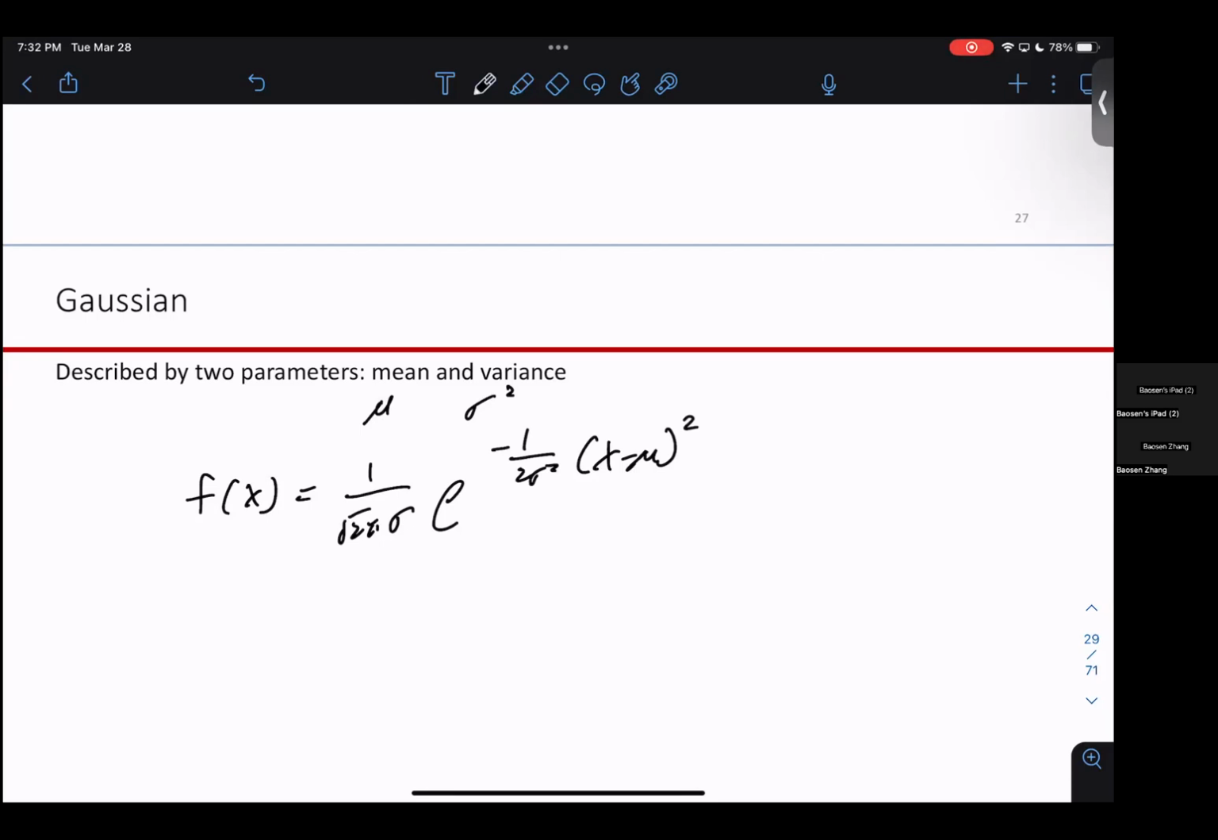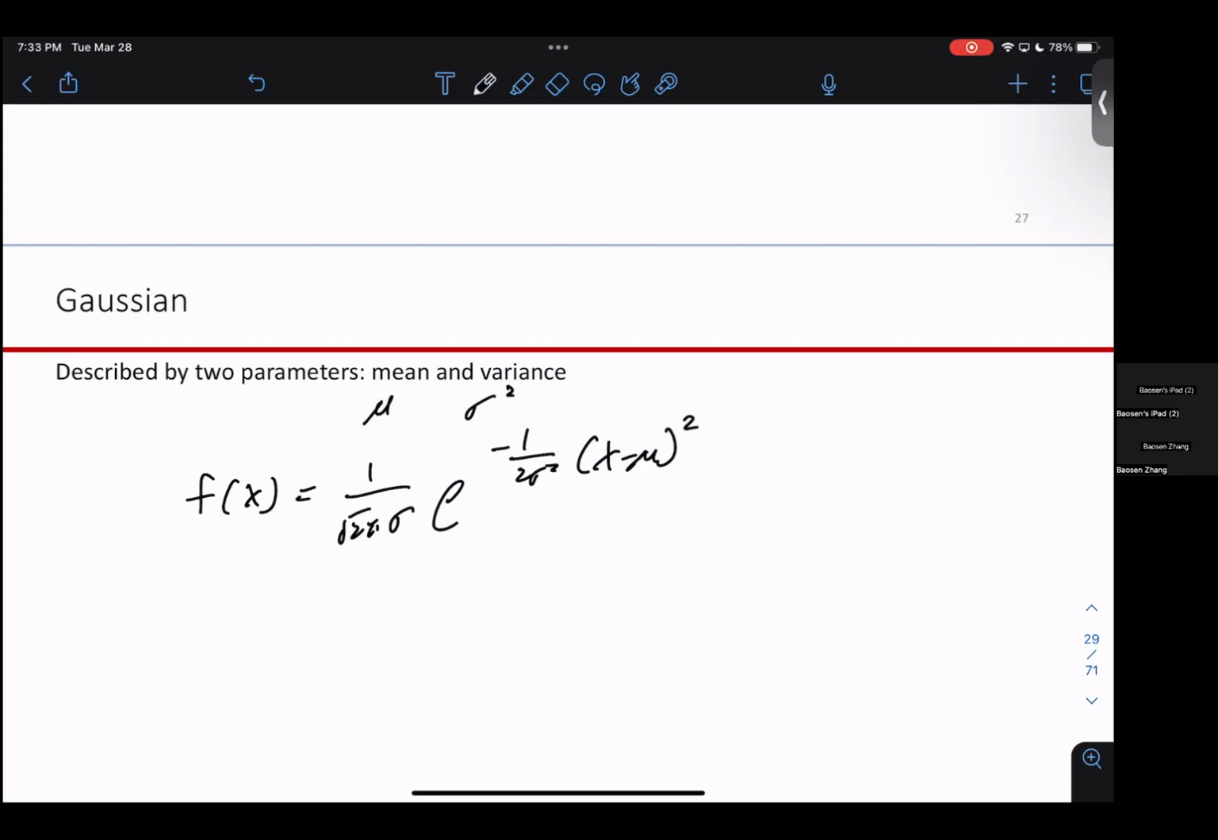I'm assuming we've all seen this before, well, at least this function. Is this new to people? Who has not seen this before? Okay, have you guys taken probability before? Okay, so this is the PDF, the probability density function of a Gaussian random variable.